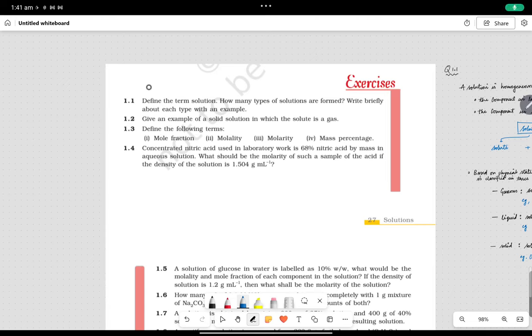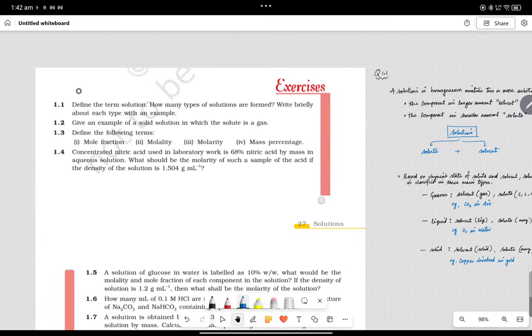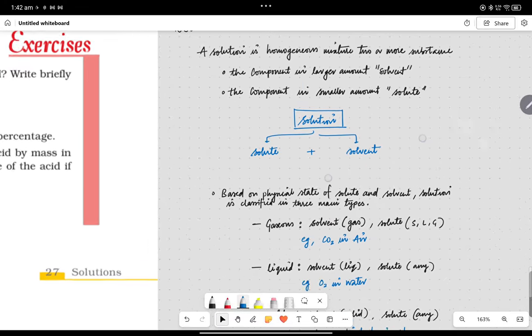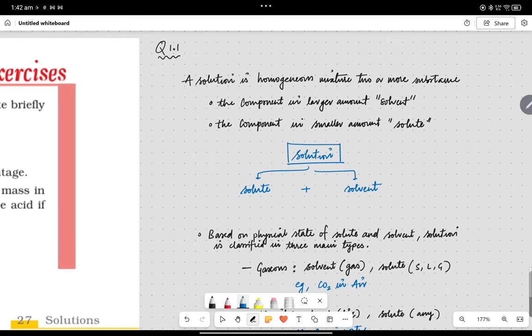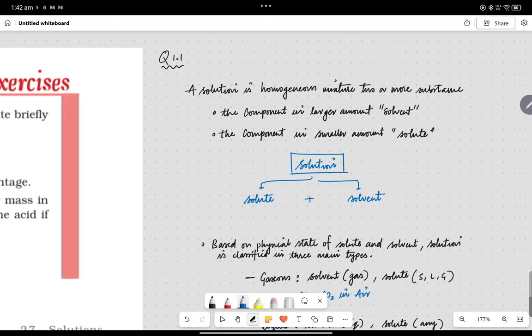So this is question number 1.1 of the solution chapter, the first chapter of NCERT class 12th, and the question says: define the term solution. How many types of solutions are found, and write briefly about each type with an example. Right, so it is a very easy and very theoretical question. As we all know, a solution is made up of solute and solvent. It can consist of many substances, and we classify it into solute and solvent.